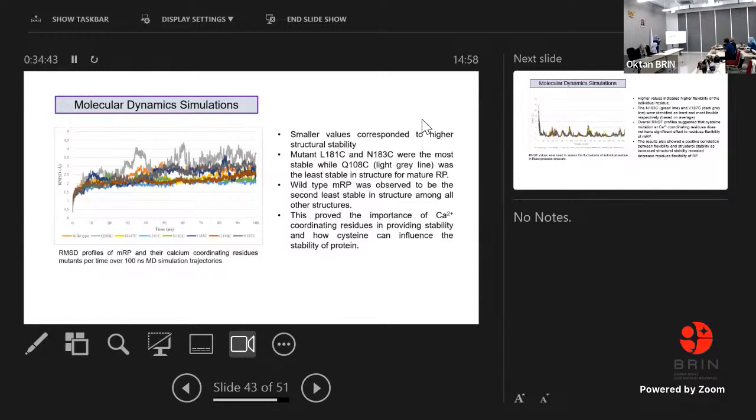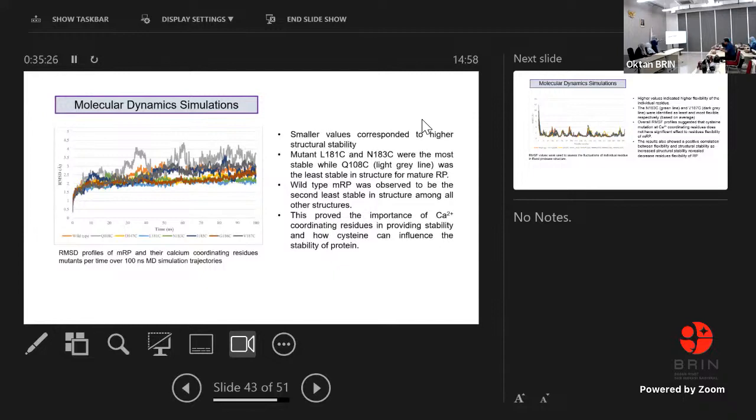And then we run the molecular dynamic simulation to see the effects if we substitute the cysteine to each of the amino acids separately. And we found out that it gave different results, where the mutant of the asparagine 183-C gave the most stable compared to the original one. So this proved the importance of the calcium coordinating residue to provide the stability of the protein. So there is improvement there when we introduce the calciums.